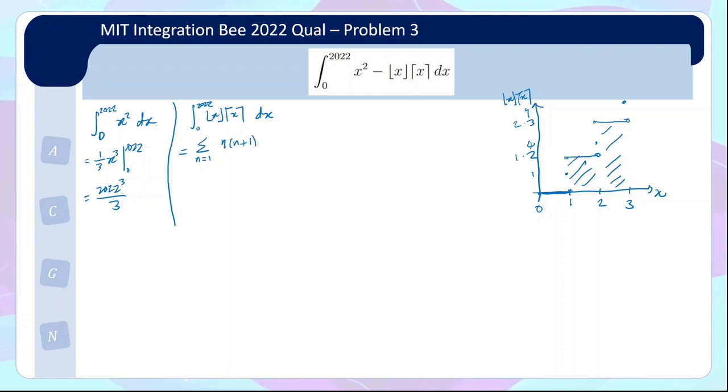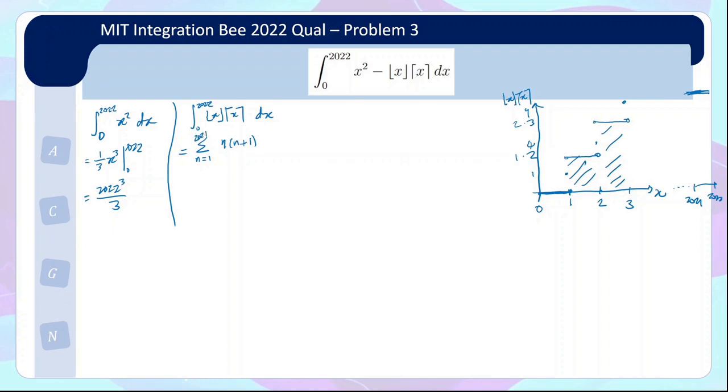Because if n is 1, you get 1 times 2 as the height. If n is 2, you get 2 times 3 as the height. And what's the endpoint? You have 2021 to 2022, and then the block has height 2021 times 2022, right? So the sum runs from n equals 1 to 2021.